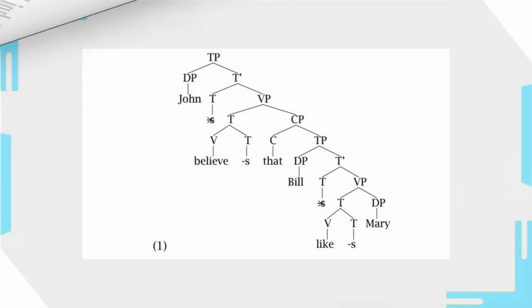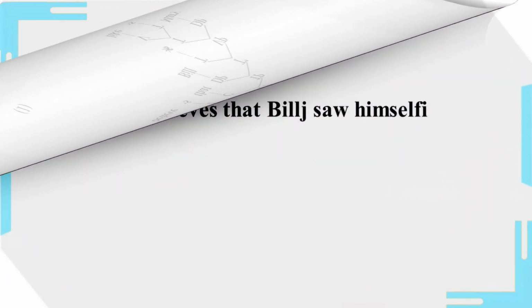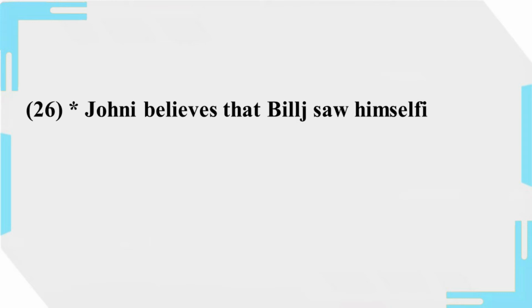Looking at 3-in-1, we can see that the DP John is a possible antecedent in the same clause. It C-commands the reflexive, and they agree in person, number, and gender. A natural idea about 26, John believes that Bill saw himself, is that the antecedent John is too far away from the reflexive. There is a closer one available, namely the DP Bill. So maybe the antecedent and the reflexive have to be clause mates in the following sense.